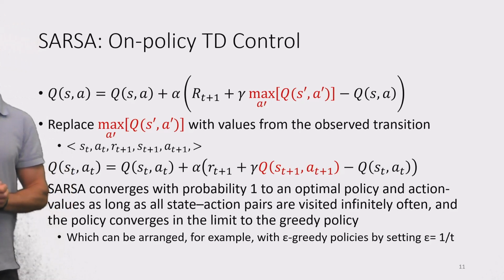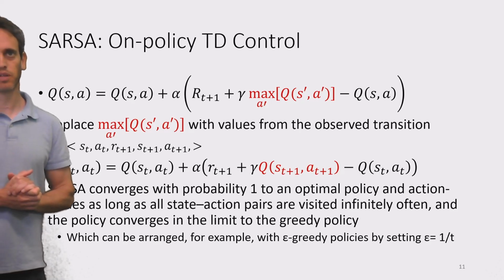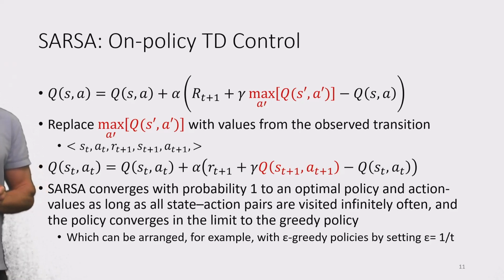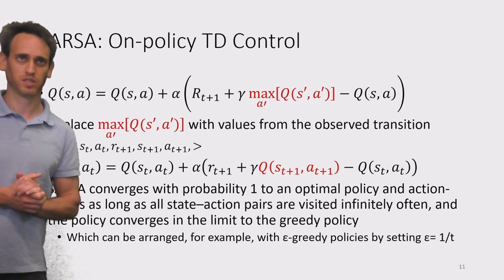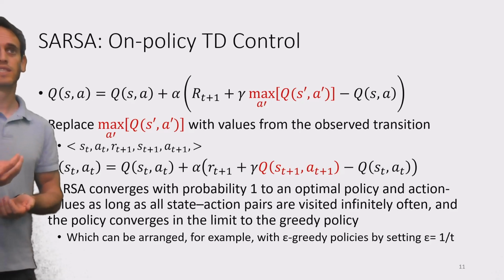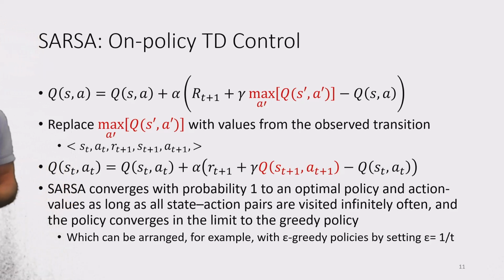So here we sample, again, a full transition from the environment, but then we also sample the next action from the policy that we are currently using. This is why this is known as an on-policy algorithm, similar to the Monte Carlo approach that we've seen previously. The learning is sensitive to the way that we are behaving in the environment.